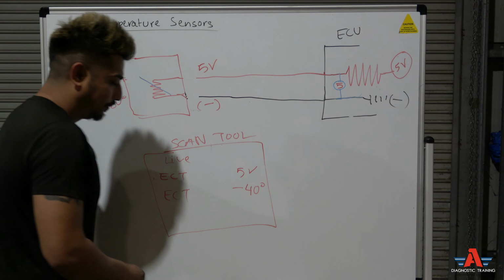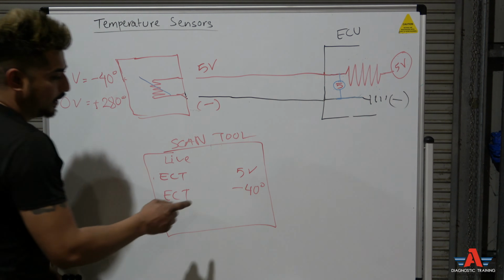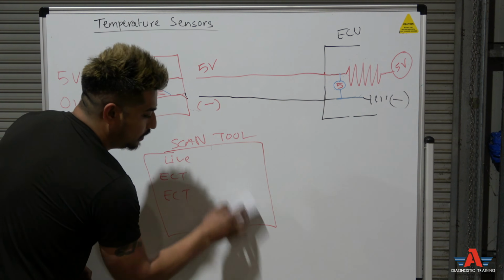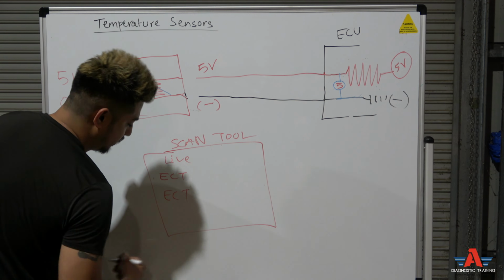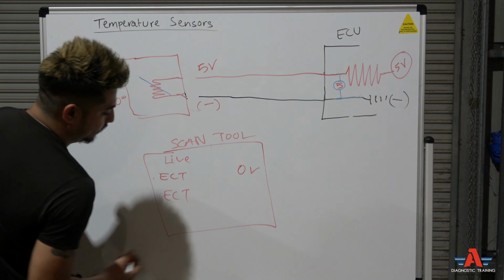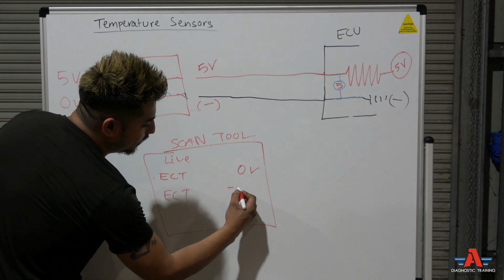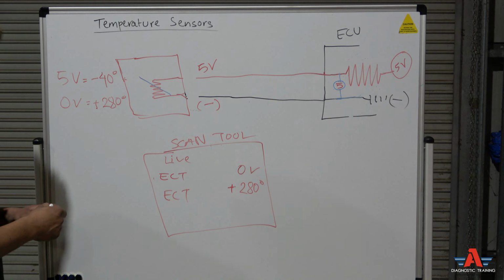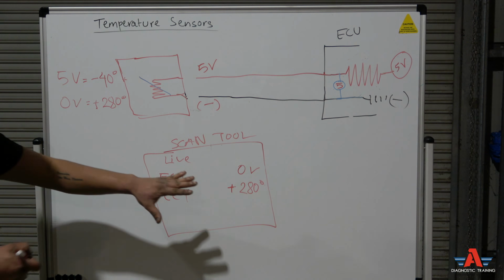Let's say on the scan tool you've got 0 volt and temperature is sitting at positive 280 degrees, something like that. I could be wrong on that value, but it's going to be more than 200, like I said.